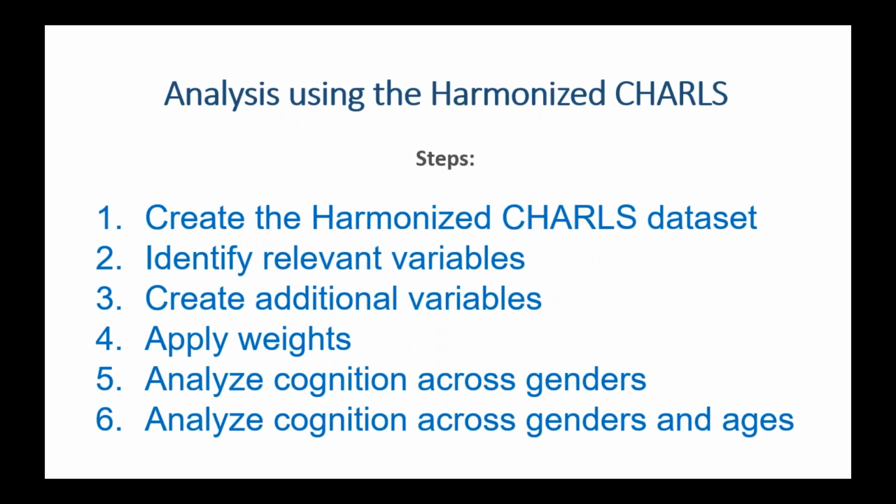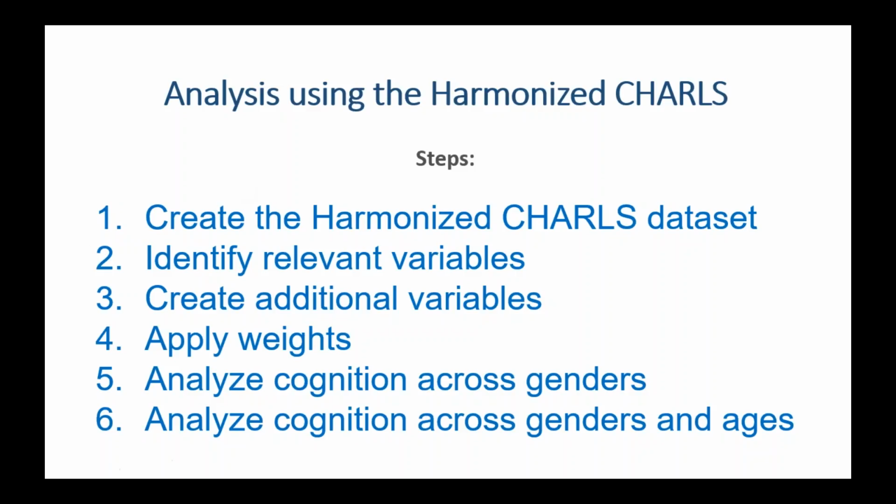So here are the steps that we need to go through for the first part of our analysis today. We need to create the harmonized CHARLS dataset. We need to identify those variables that we want to consider in our analysis. We might need to create some additional variables. We need to apply weights so we can have population estimates. We'll talk about weighting. And then we can analyze cognition across genders, and we'll analyze cognition across gender and age groups. So let's talk about how to create the harmonized CHARLS dataset.